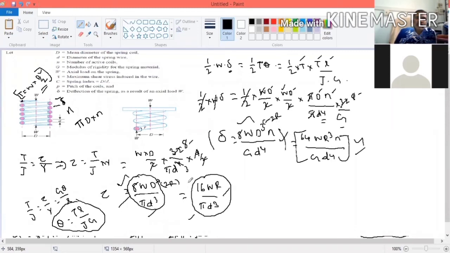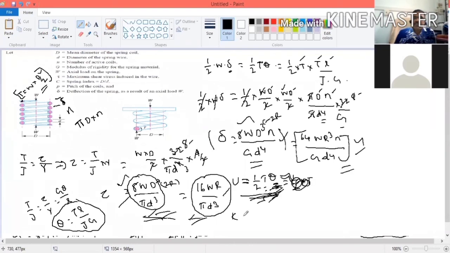So now we got the equation for tau as well as delta. So finally, you have to find the equation for what? Energy stored. What is the equation for energy stored? U is equal to half into T into theta.